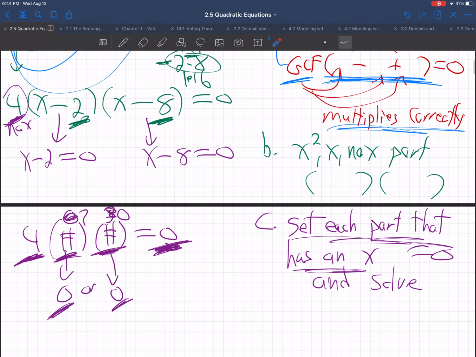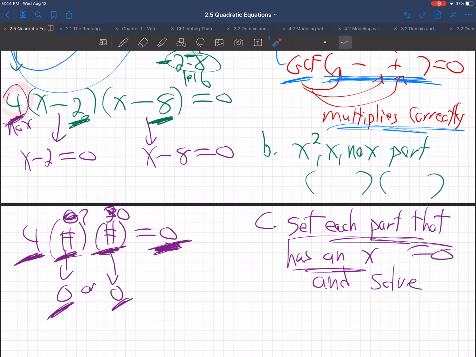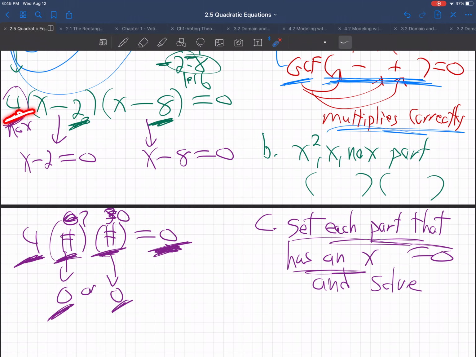Do you see it? It's 4, nothing unknown there. There's no x. So it's just 4 times an unknown. Why is this unknown? Because it has an x. I don't know what this is. If x is 10, then this is 10 minus 2, 8. If x is 6, then this is 6 minus 2, 4. I don't know. It's got an x. It's unknown. So we call those a variable. They vary. They're unknown.